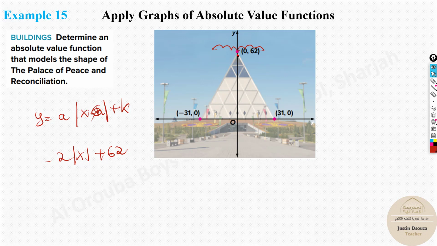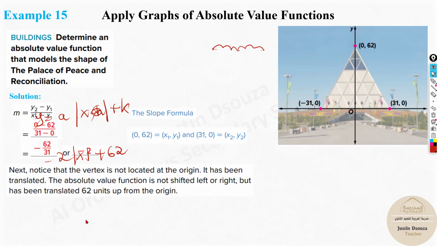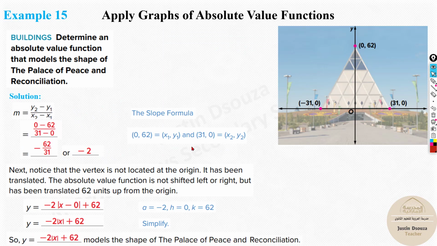Over here, there is no change in the x-axis. It's at 0. X is 0 over here, the vertex. So it's only x plus upside 62. So that's why this is the final answer. You don't need to do anything else. Directly you can choose the answer. That's how we do that.